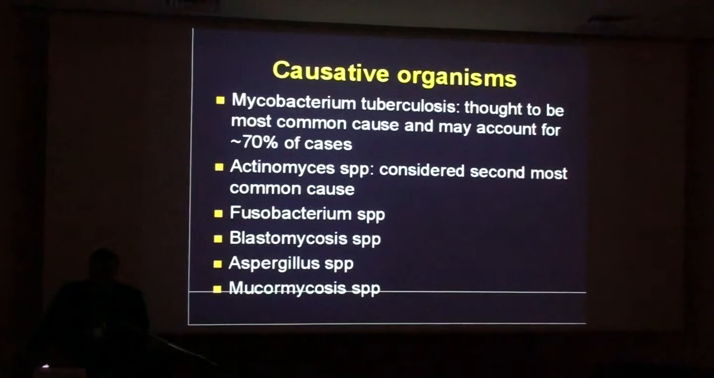We also shouldn't forget blastomycosis, which is found mainly in the South American areas, and the invasive fungal infections such as aspergillosis and mucormycosis, which we can see in severely immunocompromised patients, patients who have hematological malignancies, and post bone marrow transplantation.